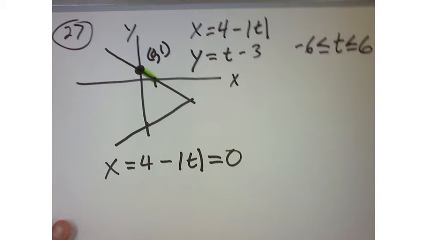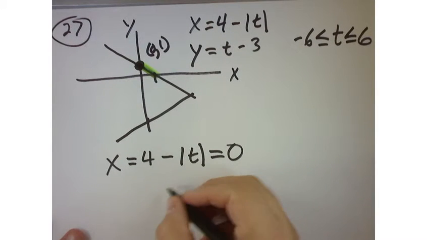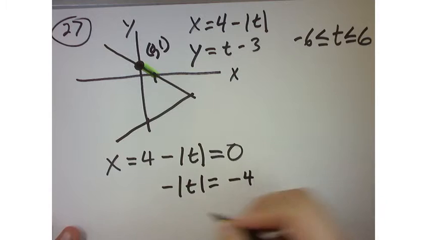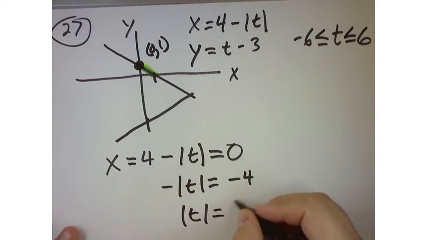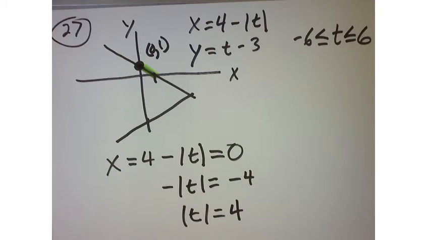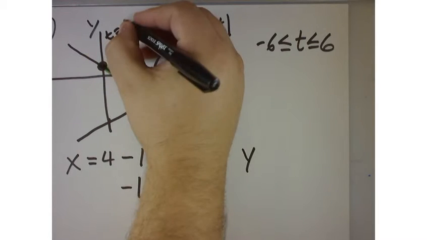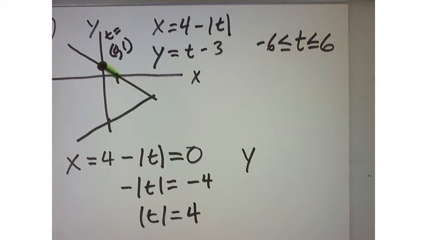If I move 4 to the other side, I got negative absolute value of t is equal to -4. Divide both sides by -1, and I get the absolute value of t should equal 4. Well, technically when I remove that absolute value sign, t could be positive 4 or -4, right? Well, I can determine that rather quickly.